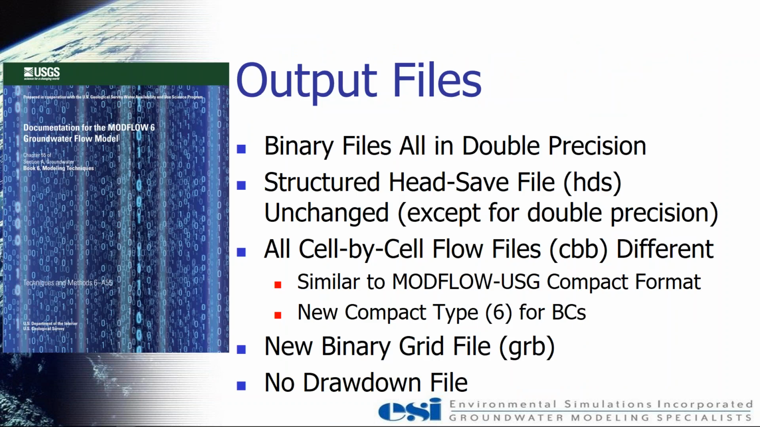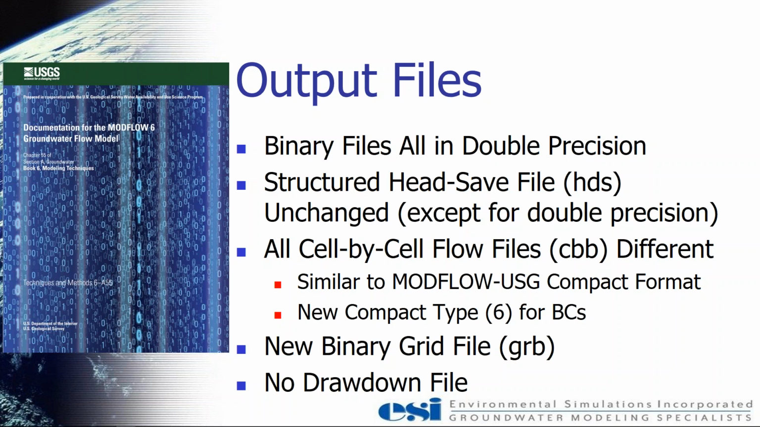Output files are all different, as I said, and for those of you that have written utility software to read the output from MODFLOW, the binary output specifically, you will have to make a lot of changes. First of all, the binary information is double precision now in MODFLOW6. In the previous versions of MODFLOW, it was all single precision, although in some cases the USGS did have double precision versions. But in MODFLOW6, everything is double precision.